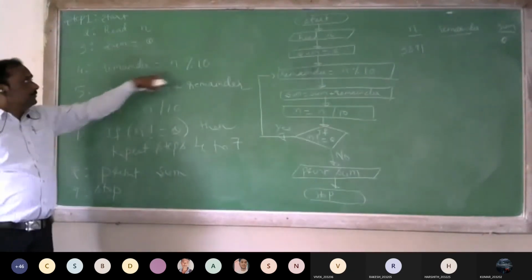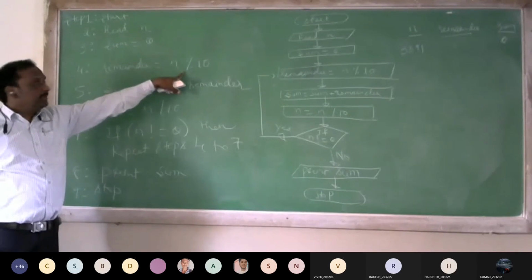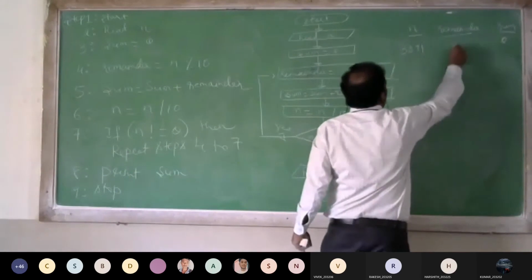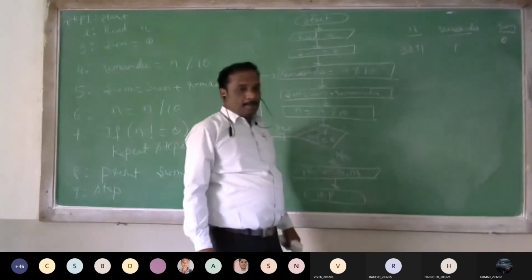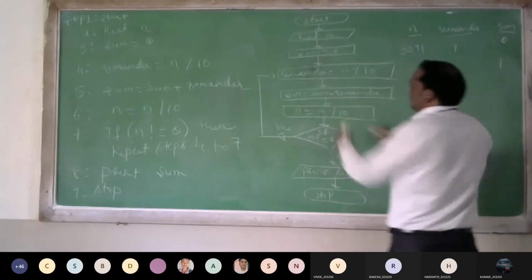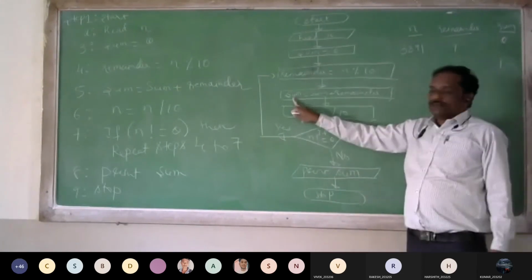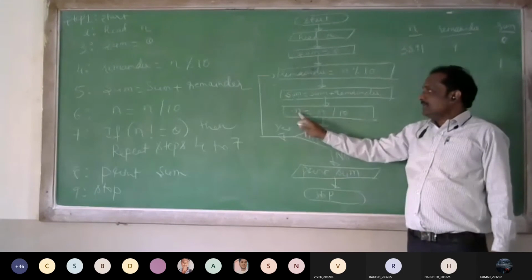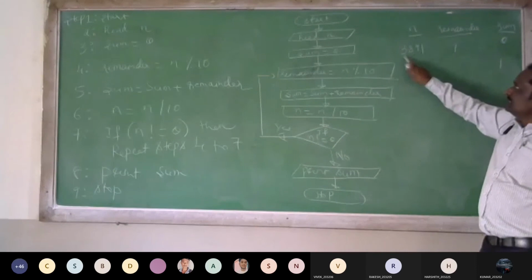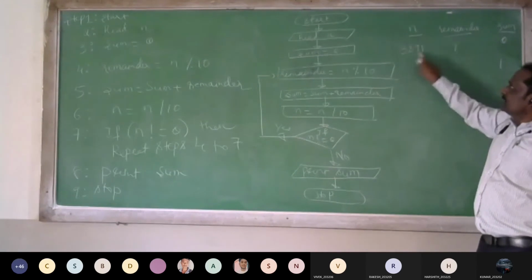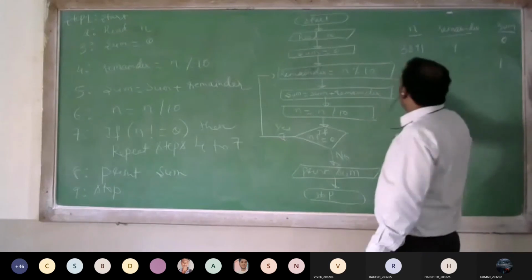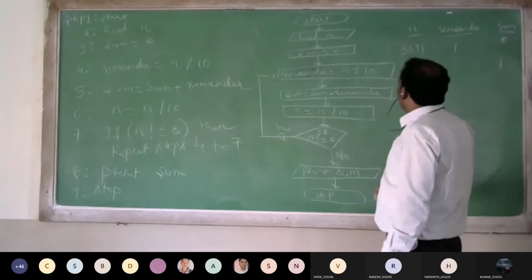N is 3891. You get the last digit, the remainder. How will you get the last digit? By modulus 10. So what is the last digit here? Last digit is 1. Now add this remainder. 0 plus 1 is 1. Again I am storing in sum. Now divide this n. We have completed working with this digit. To get n equal to 389, we need to divide by 10. Now n will become 389.